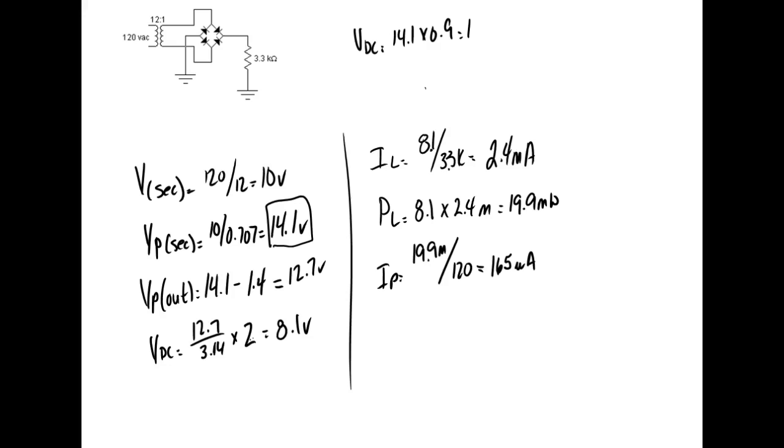How did I get 19.9 at 8.1 times 2.4 milli? Yeah, I didn't do it. It's going to be over 16, so it looks like it's going to be okay, right? I had 19.4. Yeah, 19.4. So our secondary voltage is 14.1 times 0.9 equals 12.69.